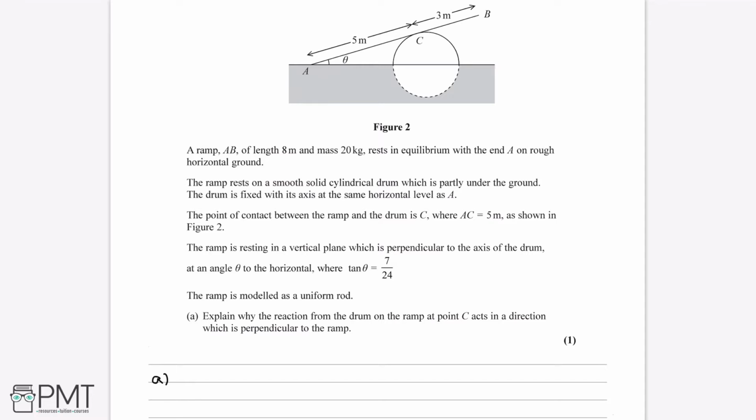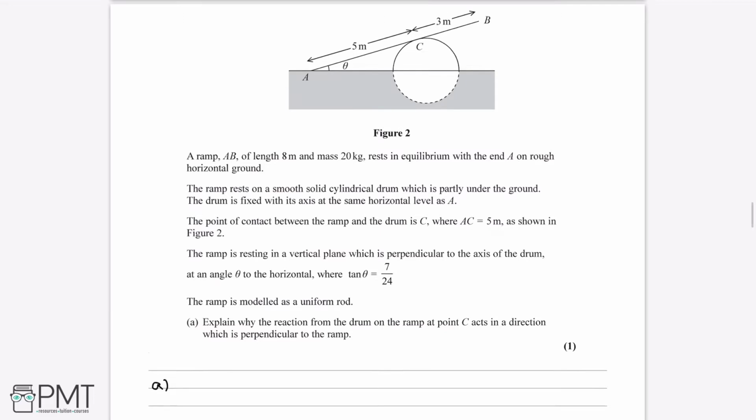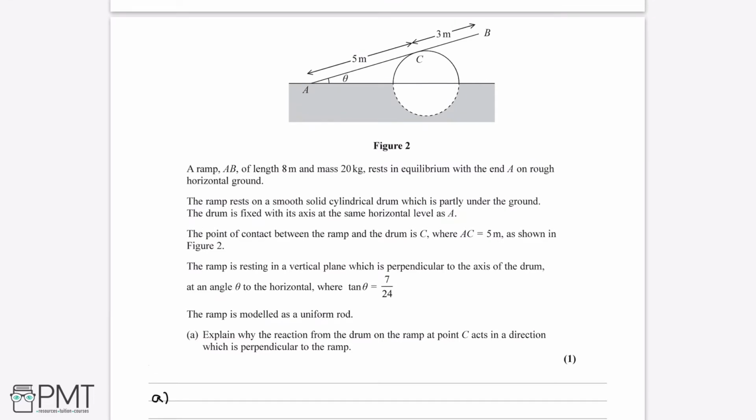Part A asks, explain why the reaction from the drum on the ramp at point C acts in a direction which is perpendicular to the ramp. So essentially, it is asking us why this force between the drum and the ramp here acts in this direction, where this is a right angle.